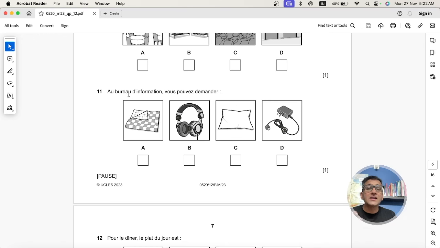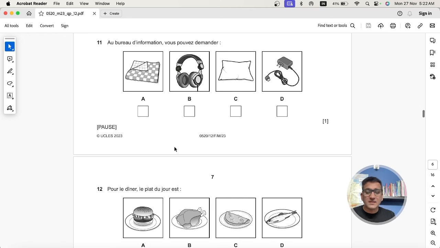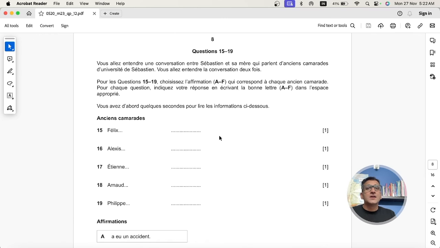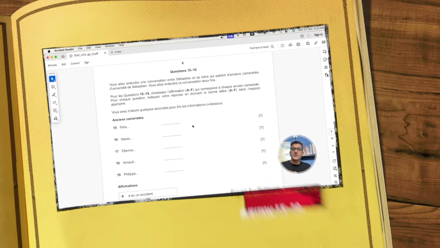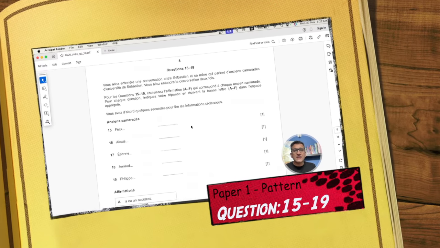So contactez le bureau d'information. Si vous désirez, and then see the information is there. So this is how it goes, and then there is a pause. This is a few second pause, and then it will continue. Pour le dîner, now pour le dîner, this is how it goes. Now let's move ahead for question 15 to 19.